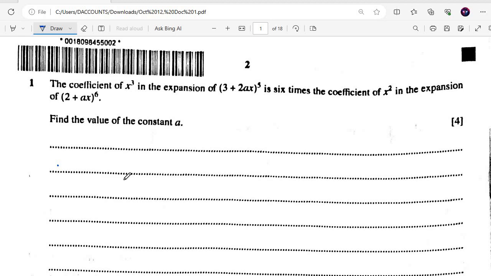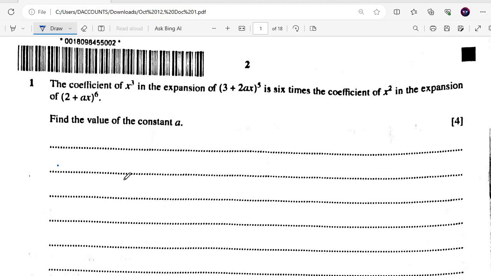Cambridge A-level paper, October-November, paper 1, variant 2, October-November 2023, Pure Mathematics 1.